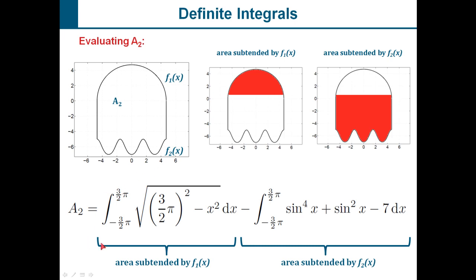There is a simple geometrical interpretation of this formula. In fact, the area A2 can be seen as the sum of the area subtended by f1 of x and the area subtended by f2 of x. The reason for this minus sign is that since f2 of x is a negative valued function, the value of this integral will provide the area subtended by f2 of x multiplied by minus 1.